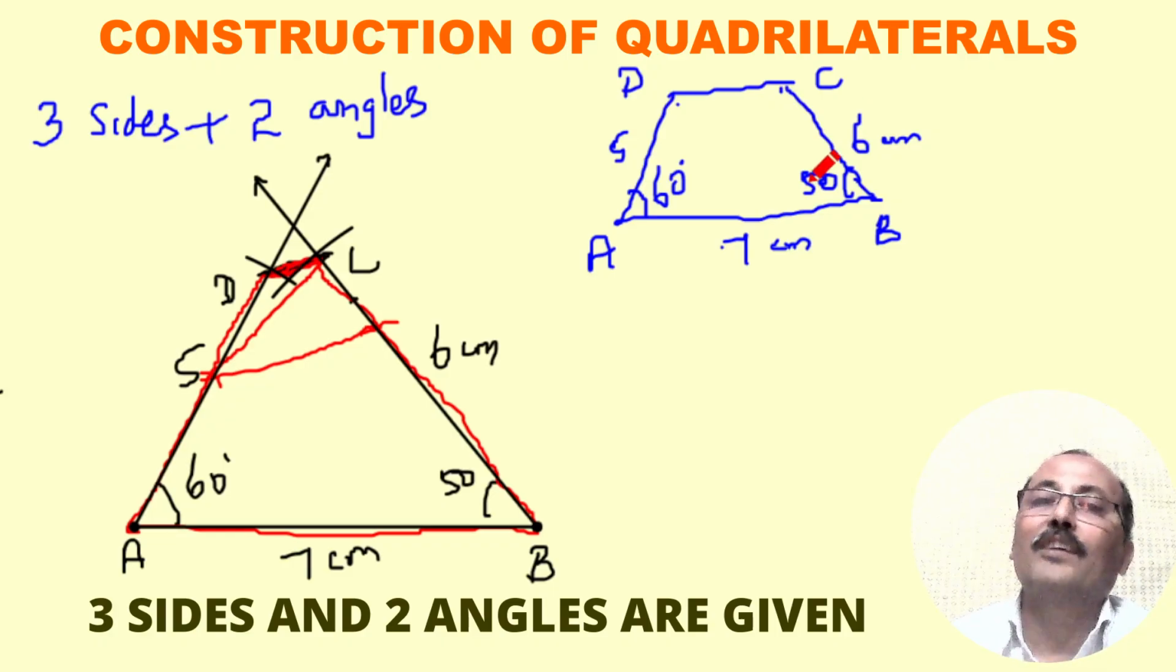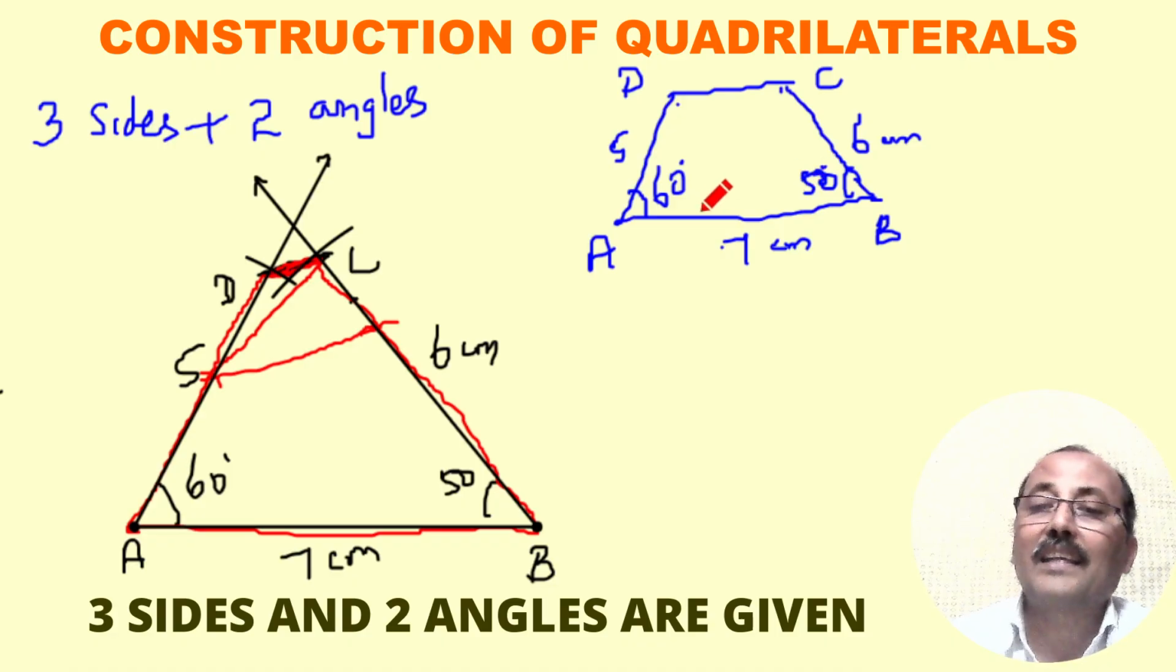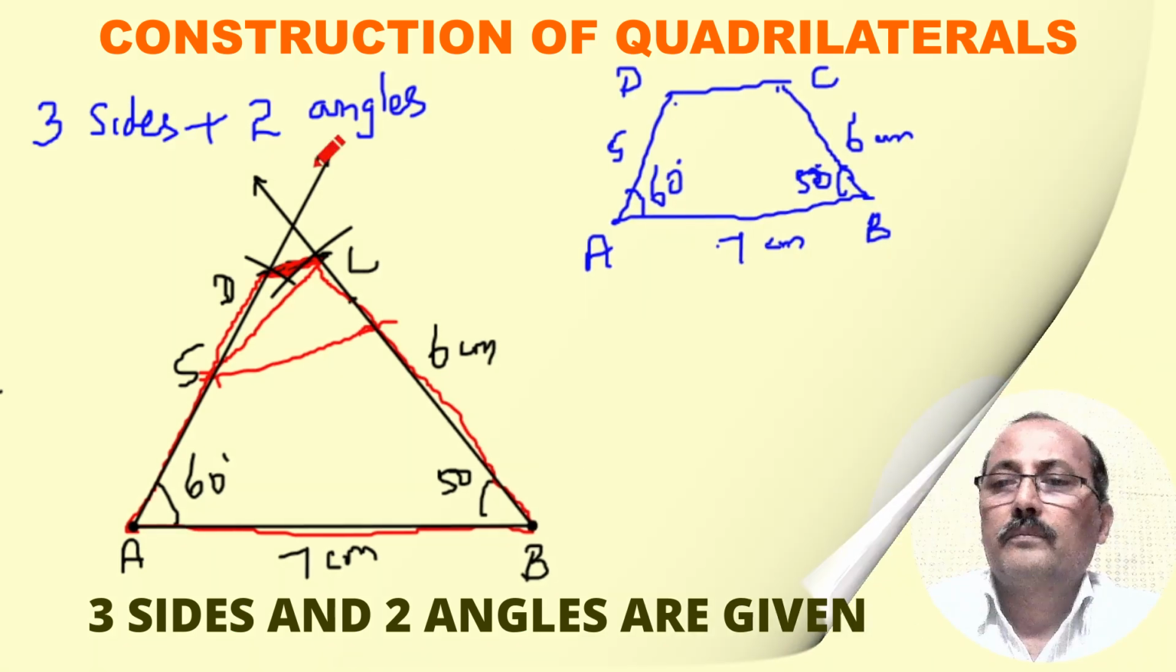If 3 angles are given, can you construct a triangle? No, not at all possible. Like that, if only angles are given, is it possible to construct? No, not possible. Only sides are given? No, not possible. One diagonal must be given, or one angle must be given. Okay, shall we go to the next concept?